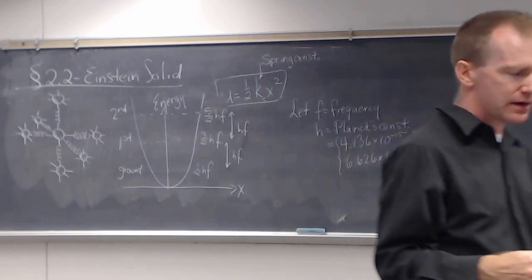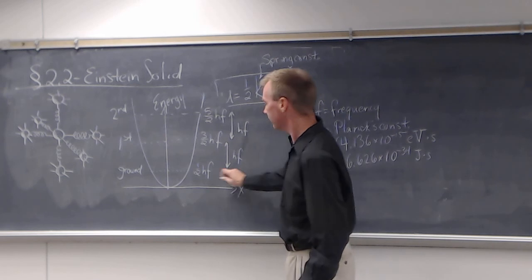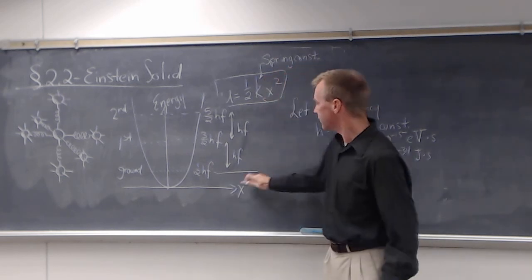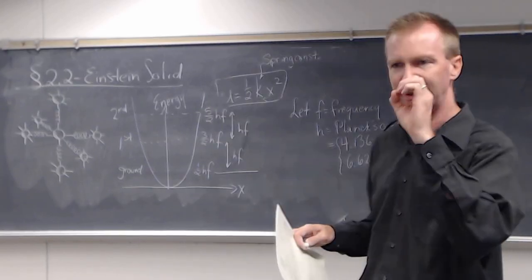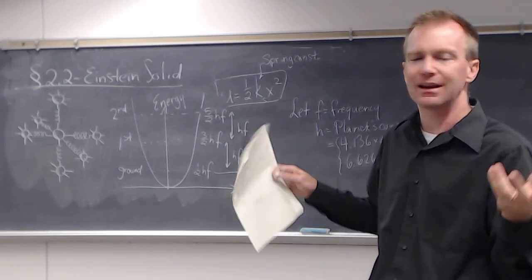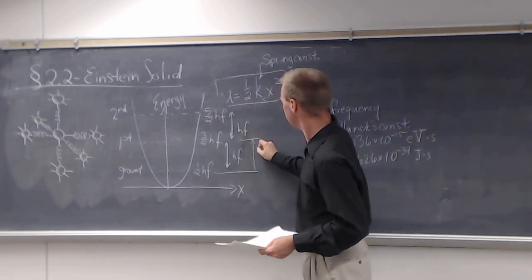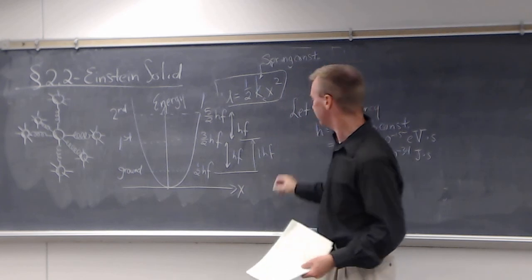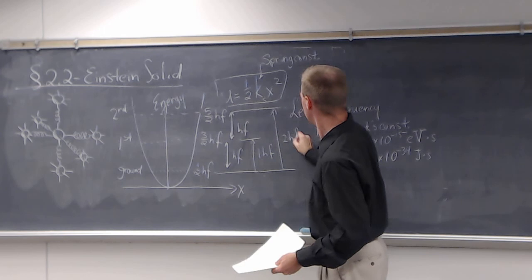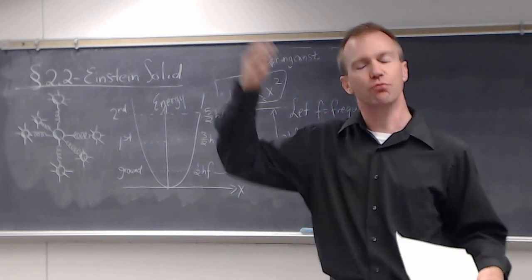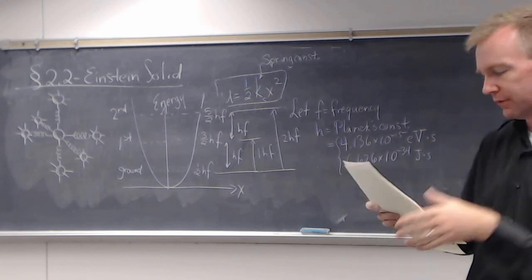Now, in fact, I should point out that starting from the ground level, we count the ground level as having zero energy that we can extract from it. You can't get below the ground state. The first state has 1 hf of energy. The second state then has 2 hf of energy, the third state has 3 hf of energy, and so on up like that. So we can count the energy of this relative to the ground pretty easily.